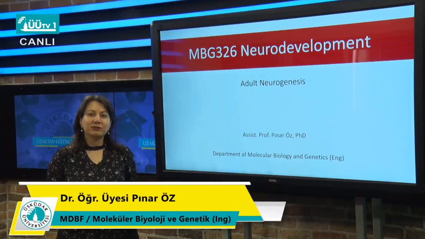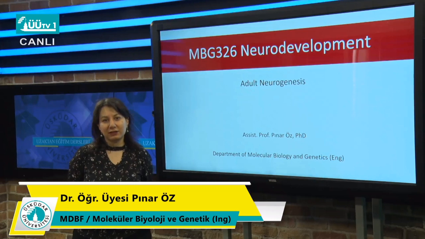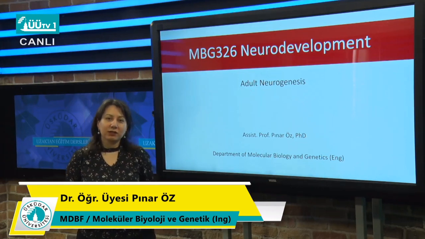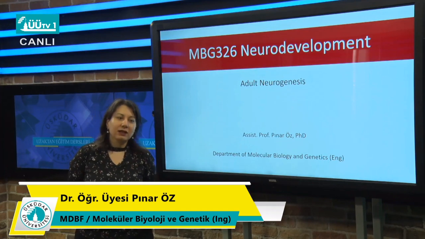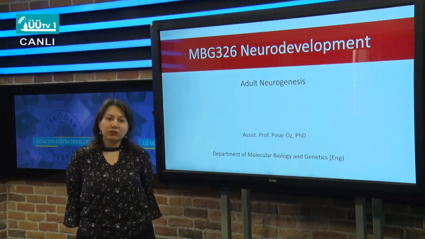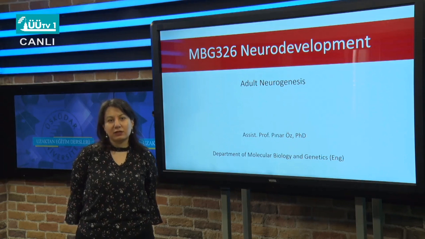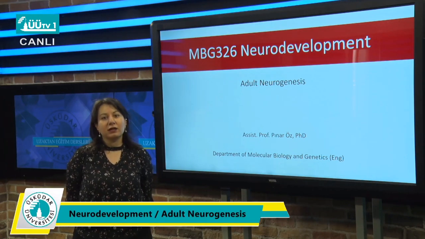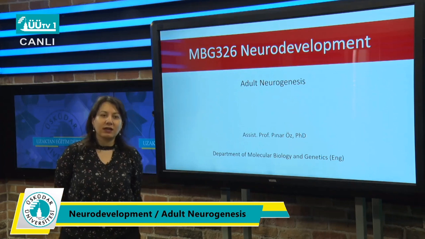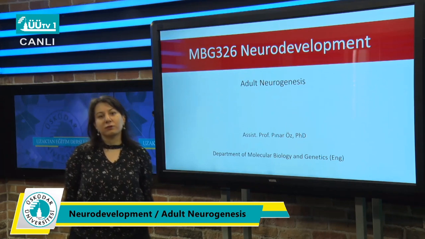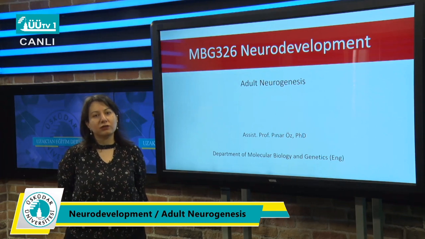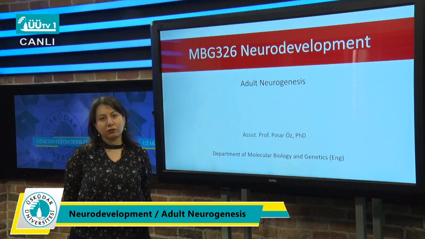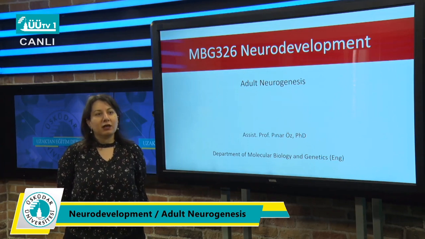Afternoon, everyone. Today we are going to have a 30-minute lecture for our course Neurodevelopment, and I will be talking about adult neurogenesis. We started our course by talking about embryogenesis, and from there on we talked about neural development in the embryonic stages, and in the last weeks we talked about migration and neurite growth, and finally in our last week we will be looking into neural development in the adult brain.